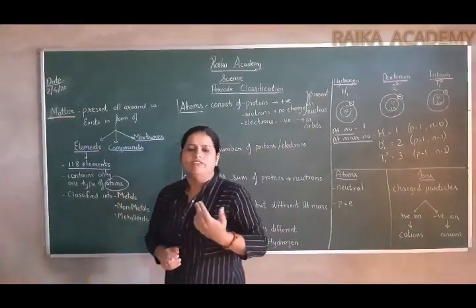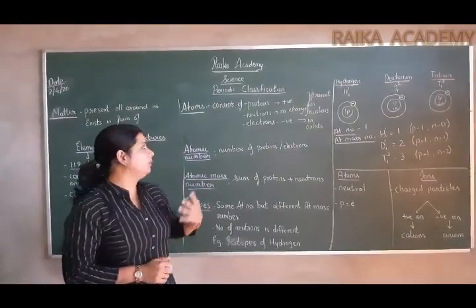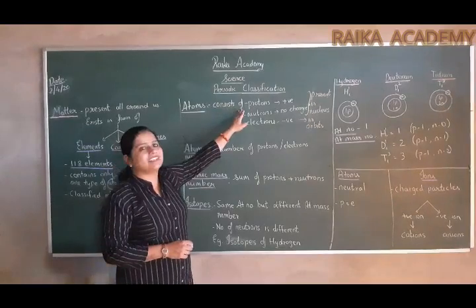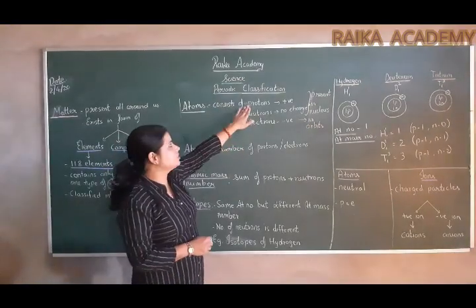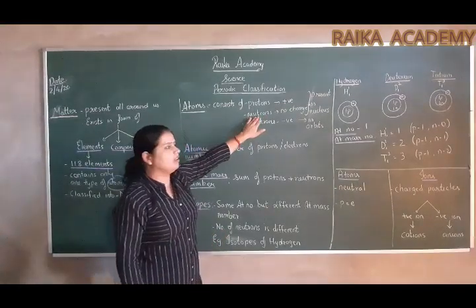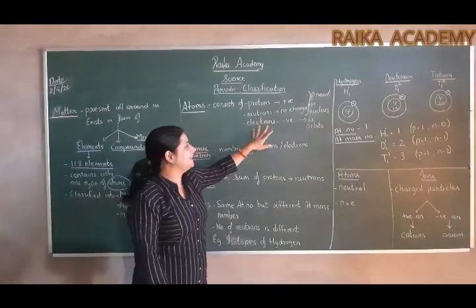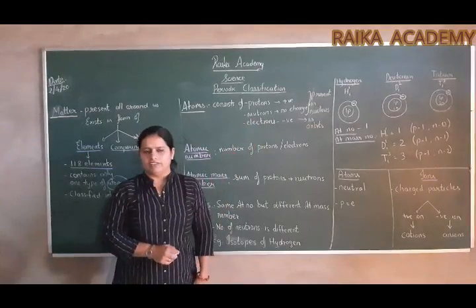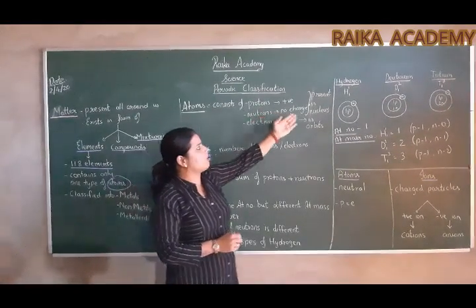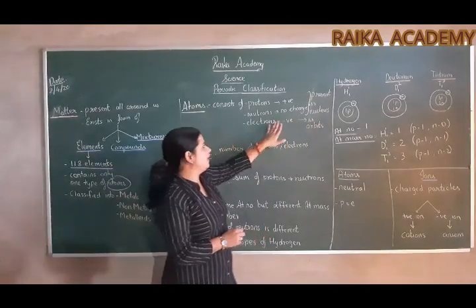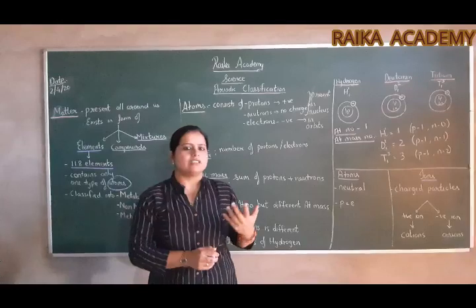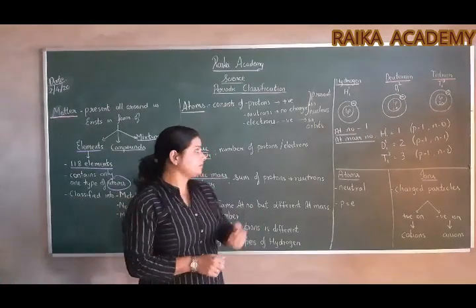Going into detail about atoms, we know that an atom consists of three subatomic particles. It consists of protons, which are positively charged, neutrons, which have no charge, and electrons, which are negatively charged. Protons and neutrons are present in the nucleus, whereas the electrons are present in the orbits, or we can also say in the shells.